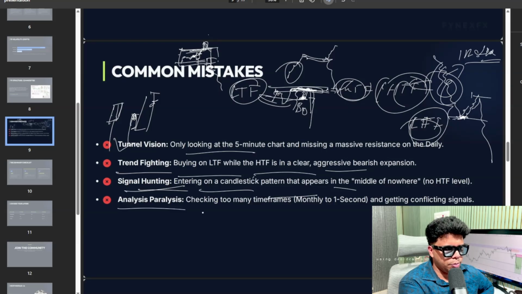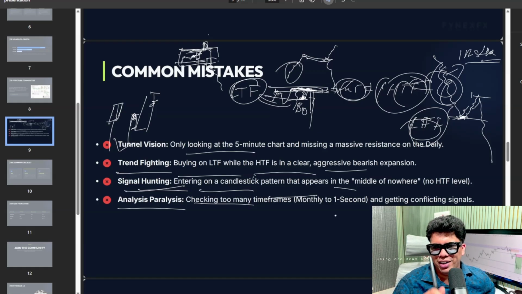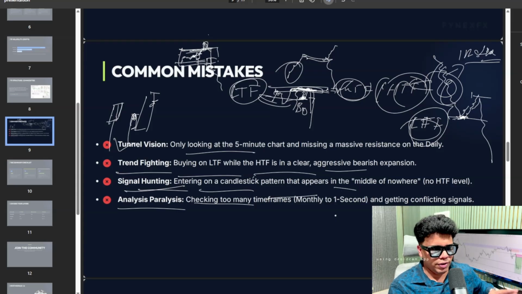The next one is analysis paralysis: checking too many time frames, from monthly to 1 second, and getting conflicting signals. This is what most people are doing. Even my friends, when I taught them trading, each and everything. Even my closest friend, his name is Mustaq, I taught him what trading is, each and everything I teach them.